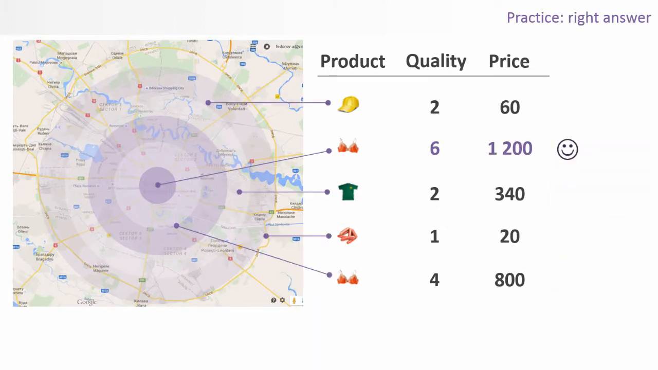If you have chosen a bra with quality 6 and price 1,200, congratulations! Your answer is correct. This good has the highest quality compared to others. Accordingly, it has the best sales potential in brand stores, which are usually located in the trendy neighborhood. The price indicator is not so important here. Great, let's move on.